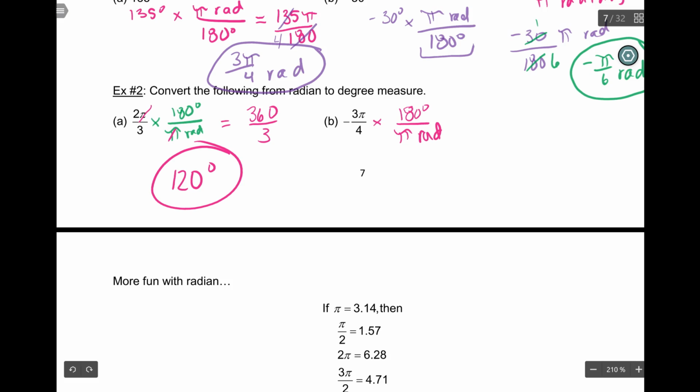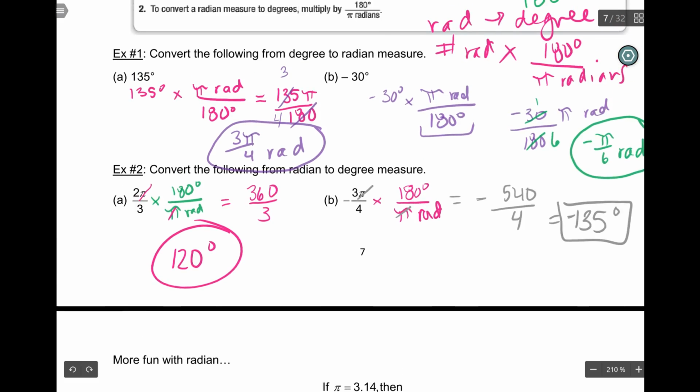So I have 3 times 180, well, don't forget the negative. So negative, 180 times 3 is going to be equal to 540. Divide by 4, the pi's cancel out. So 540 divided by 4 is going to equal 135 degrees. 135 degrees, don't forget the negative.